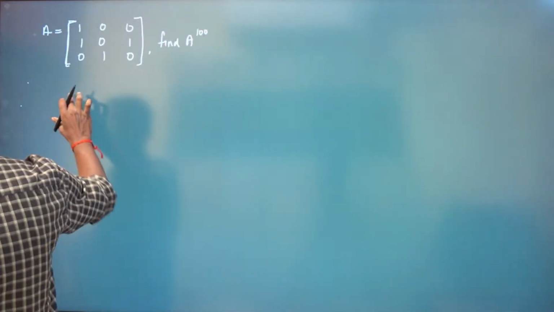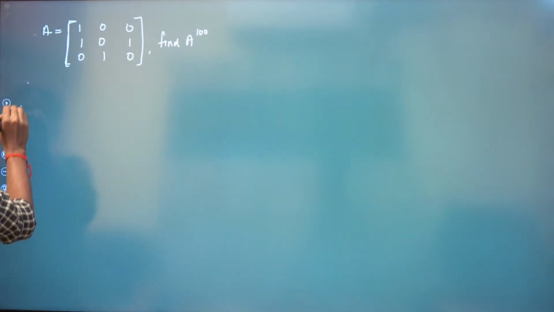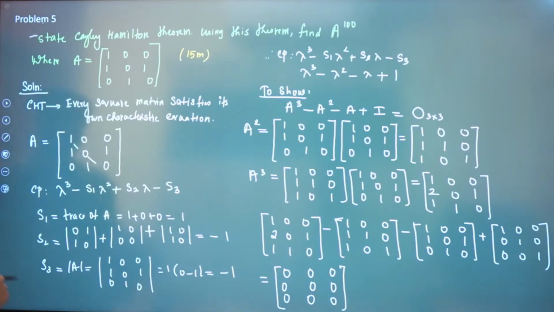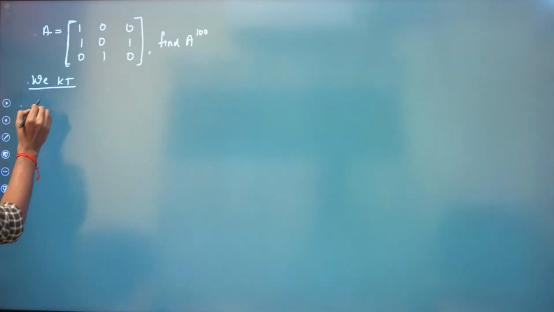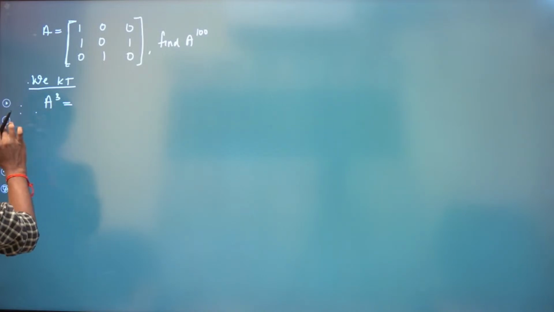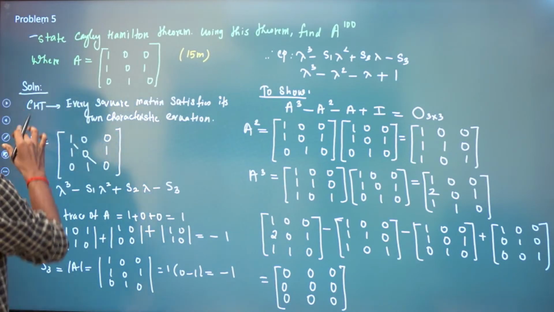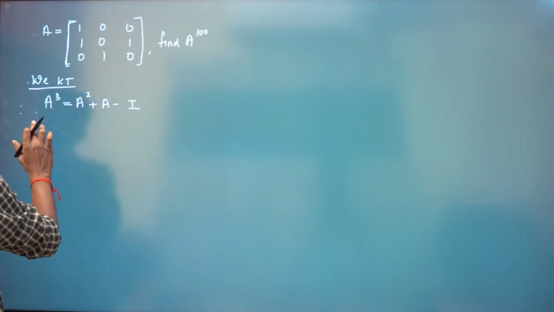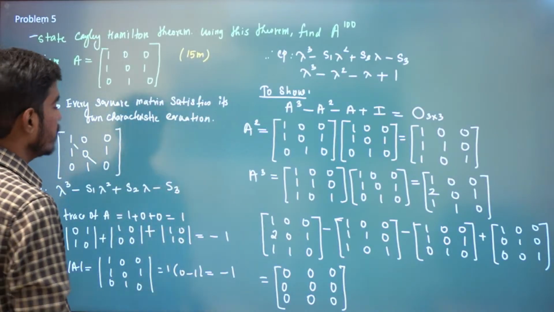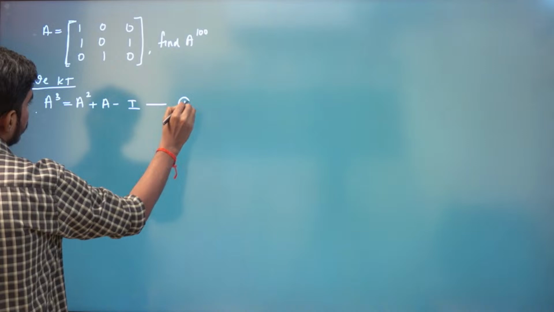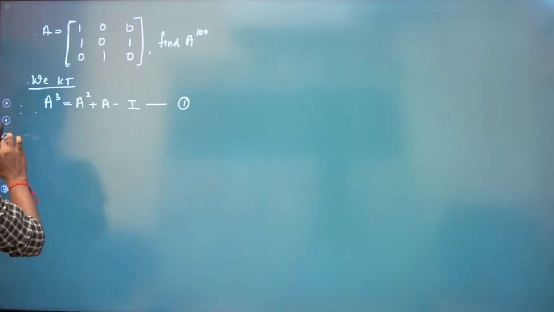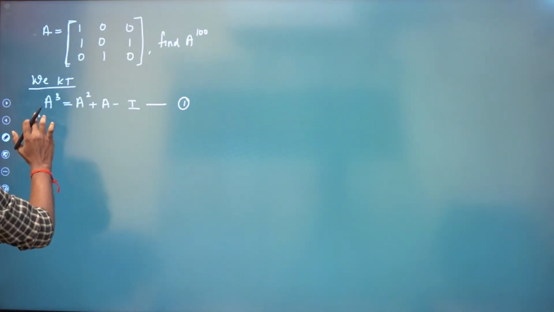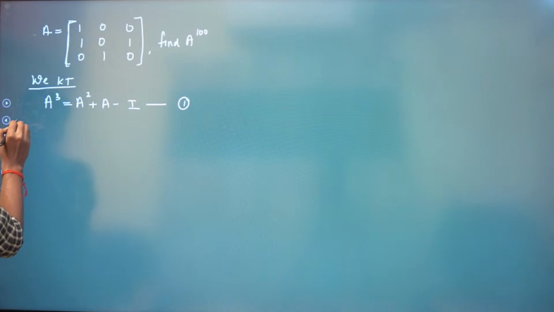We know that every square matrix satisfies its own characteristic equation. So we have A cube is equal to A square plus A minus I. Call this as 1. So you multiply A throughout.